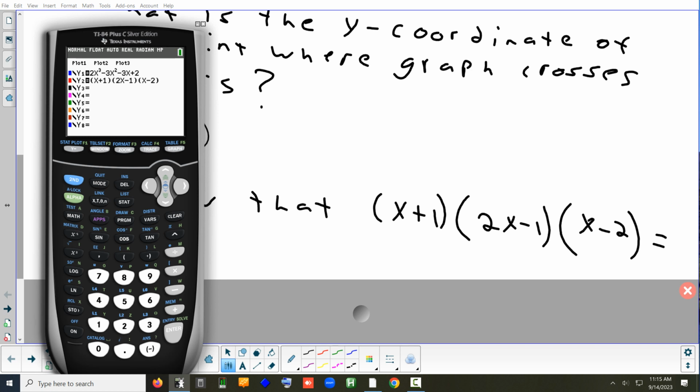So the blue one is going to stay on the screen, and I want you to watch what the red one looks like. Do they look similar? Yeah. Again, that proves nothing. It just suggests, okay, they probably are the same. Now I could foil this all out and prove it, and we did some foiling on the homework last night.